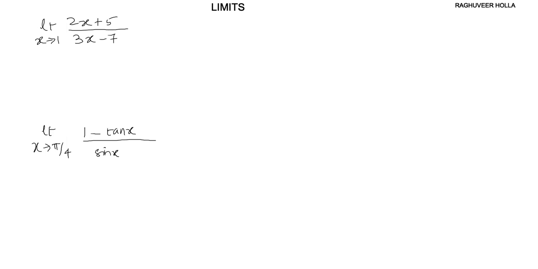Now let us try to solve problems on limits. Limit as x tends to 1, (2x + 5)/(3x - 7), which would be 2 multiplied by 1 plus 5, divided by 3 multiplied by 1 minus 7, which results in 7 in the numerator and -4 in the denominator, so it is -7/4. Okay, so let us see the next problem.